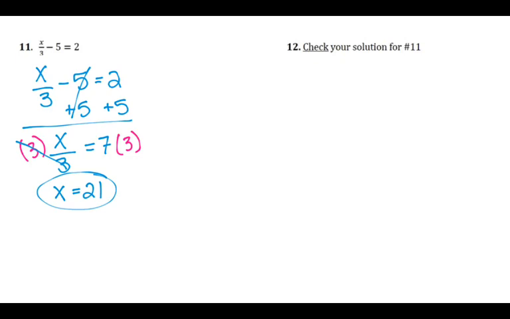Number 12 tells me to check my solution. So I'm going to rewrite my problem. So that's x over 3 minus 5 equals 2. And of course, where I see my x, I'm going to replace it with what I think is the answer, which I believe is 21. And I want to see if that's going to equal 2.